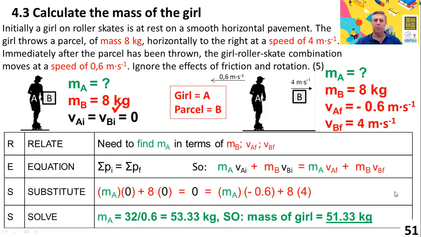Not too difficult. Mark allocation, 1 mark for the initial equation, 1 mark for the substitution on the left, 2 marks for the substitution on the right for getting the 2 velocities, and then finally 1 mark for the correct final answer. So if you end up with 53.33, you're not going to get that final mark.